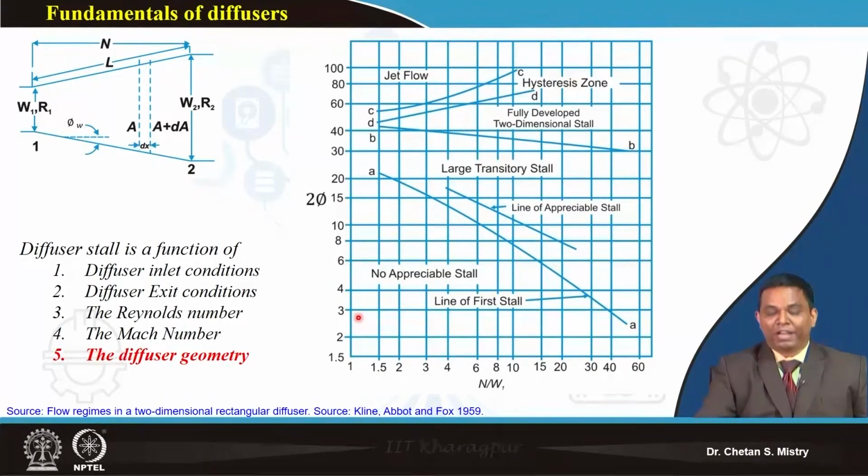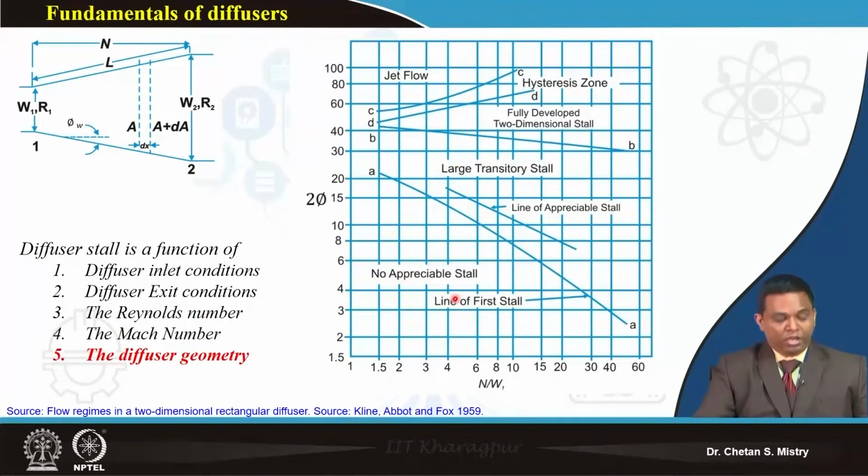That was given by Klein and Fox. They have done the experiments for different shapes of diffusers, and they have come up with this kind of plot. That's what people universally use for the design of different diffusers for various applications.